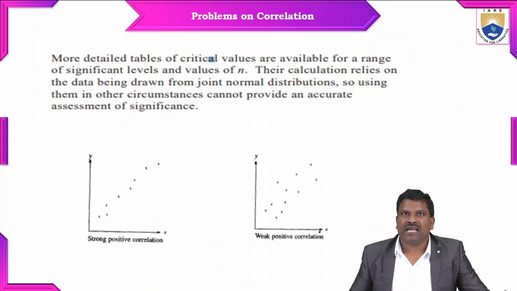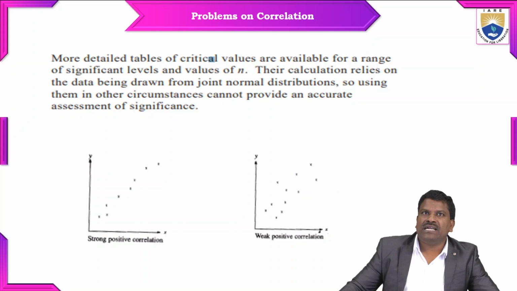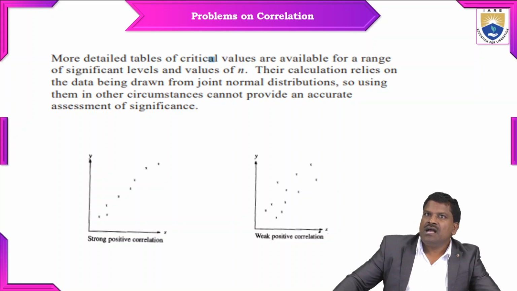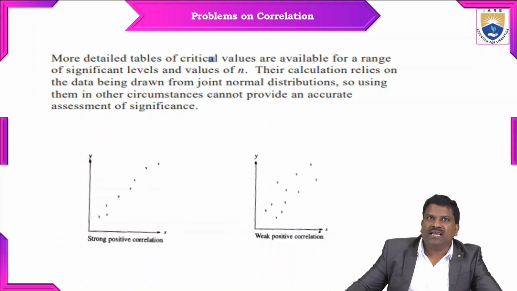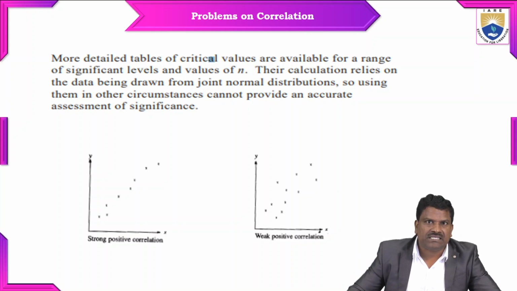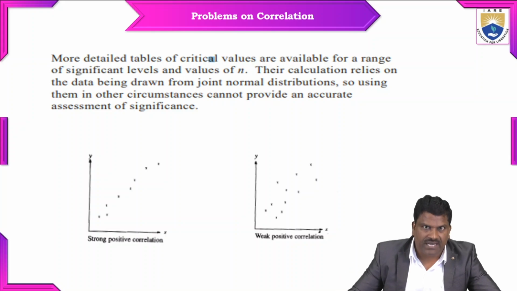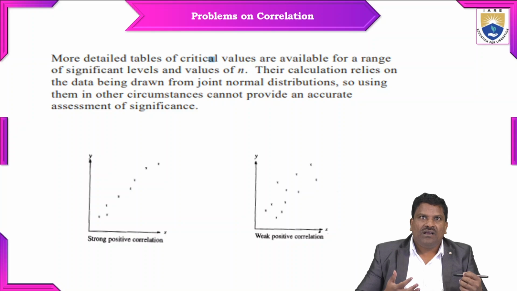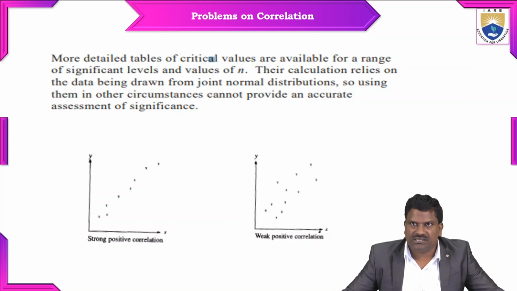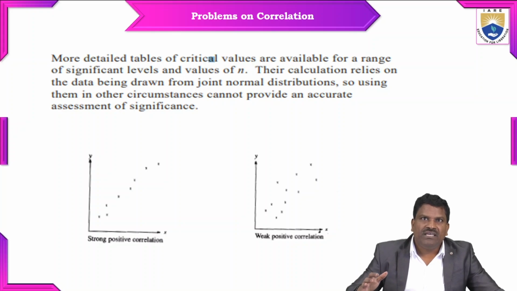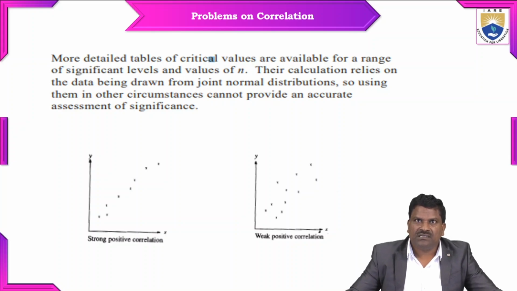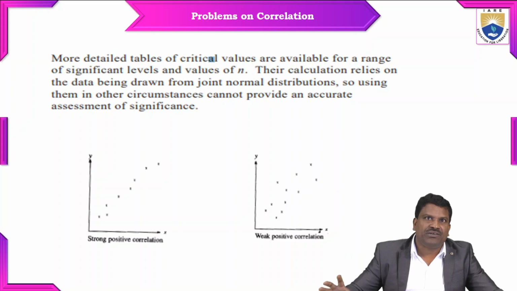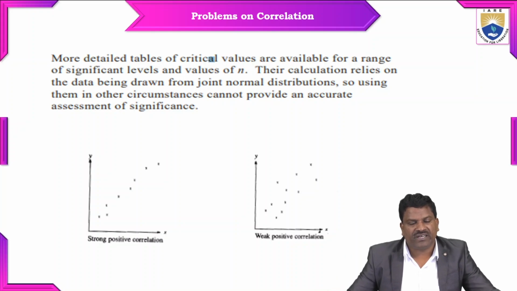What will be the rank correlation? Now, more detailed tables of critical values are available for a range of significance levels and values of n. Their calculation relies on the data being drawn from joint normal distributions. So, using them in other circumstances cannot provide an accurate assessment of significance.